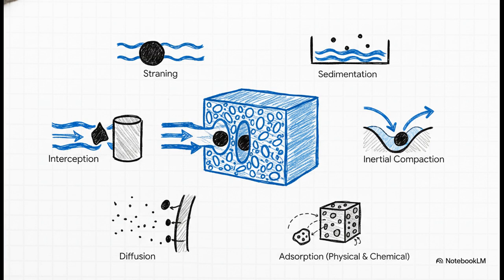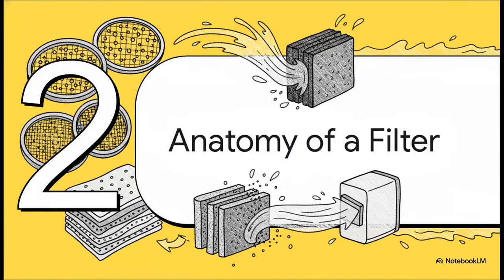But this is where it gets really wild. You have forces like diffusion and adsorption, where atomic-level physics literally pull impurities right out of the water. It's less like a net and way more like a full-on scientific ambush. Okay, so now that we kind of get the how, let's take a look at the what. What does one of these advanced filters actually look like on the inside?